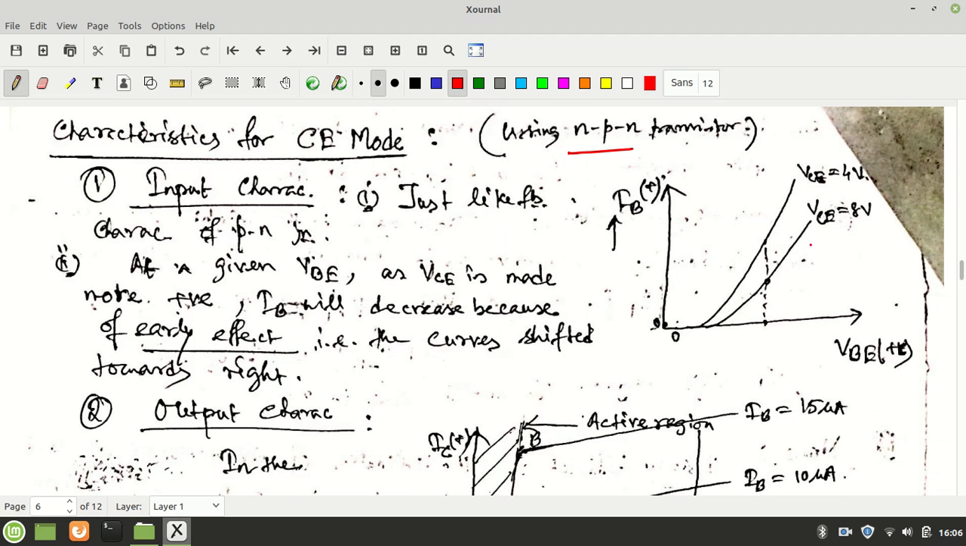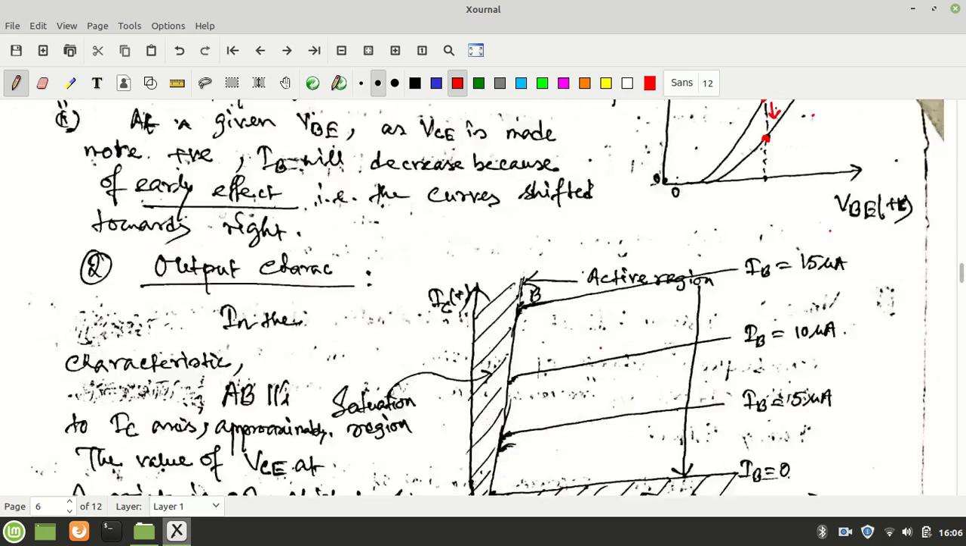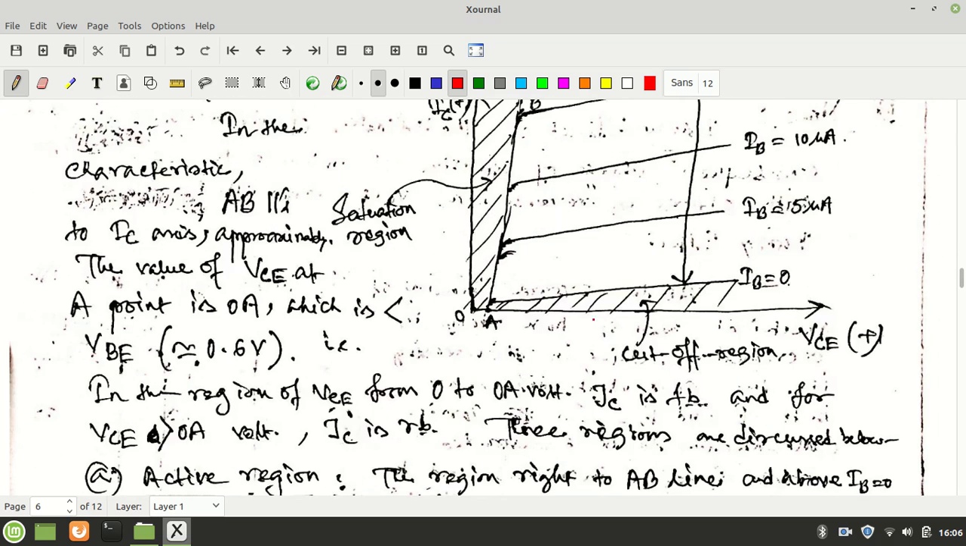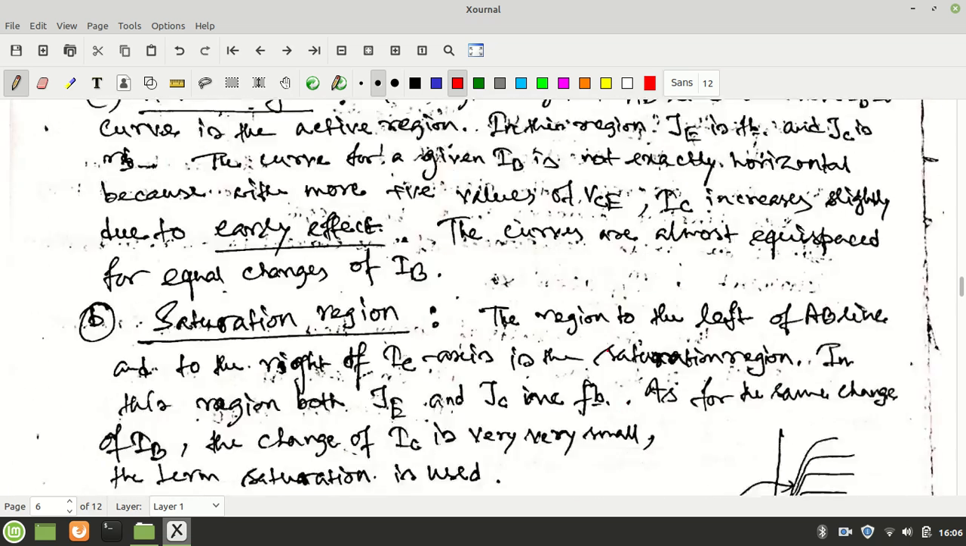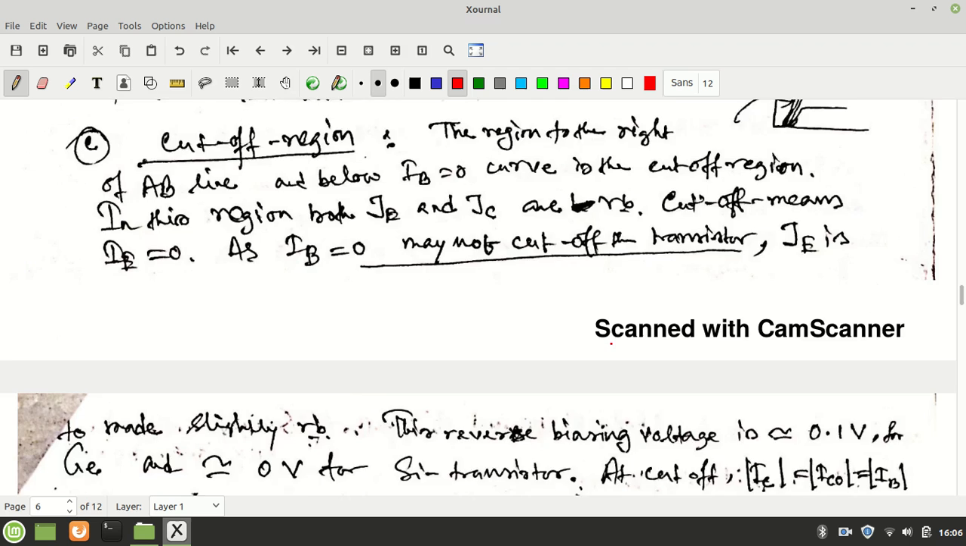You can see again the input current versus input voltage, keeping output voltage constant, but due to the early effect the base current decreases here, because the early effect has the characteristic that base current should decrease. It is seen here again, and again the graphs of output characteristics for the CE mode are shown here.